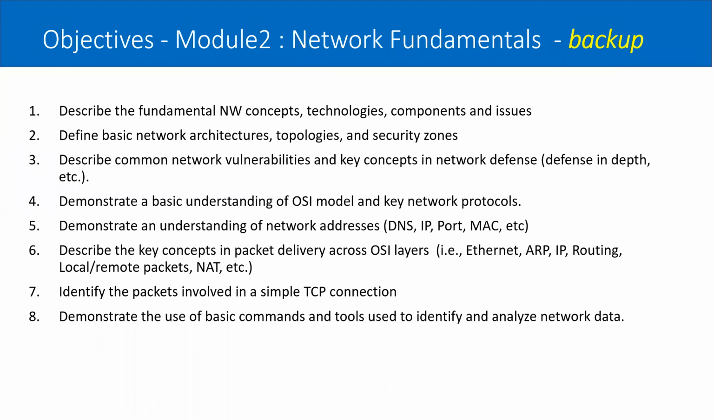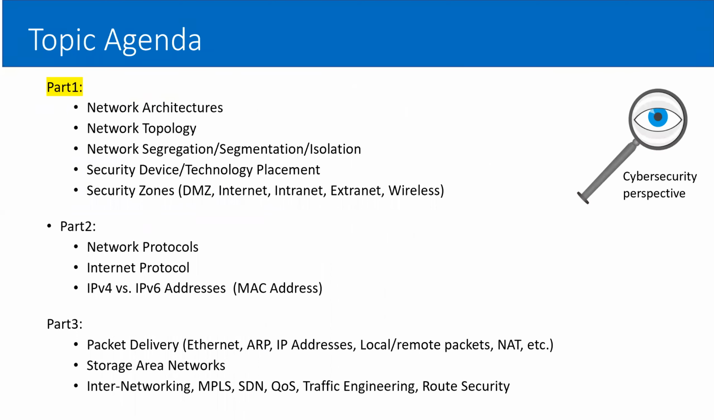All right, back up the objectives. Here's the agenda. We are in part 1, so we're going to go through our architecture's topology, and then we'll get into how we isolate, segregate, segment the network for security. So this is really about our layout of the network, and then how do we manage and control the security within the landscape, and we'll talk about some techniques and devices and things like that. Later on in part 2 and part 3, we'll get into protocols and some of the other specifics in terms of delivering the data packets to the end user stations.